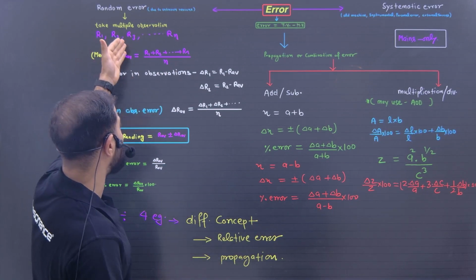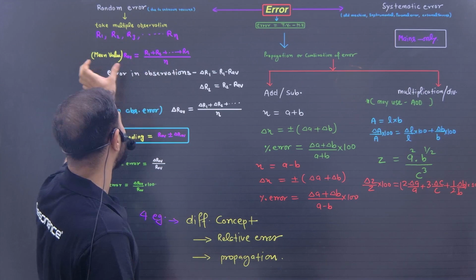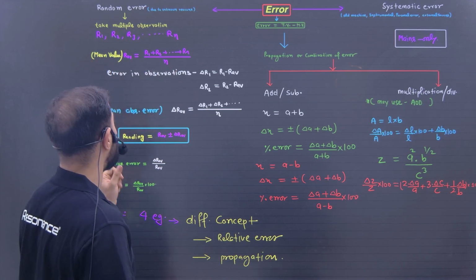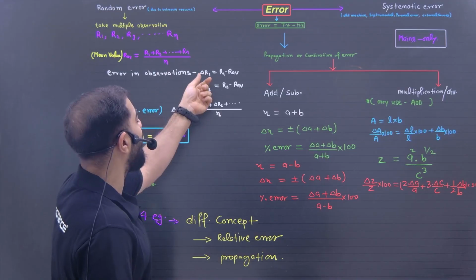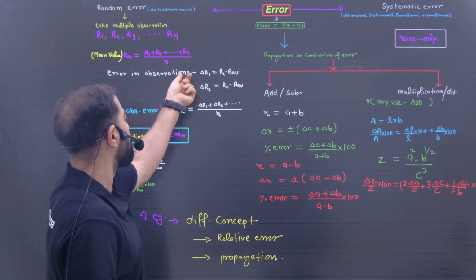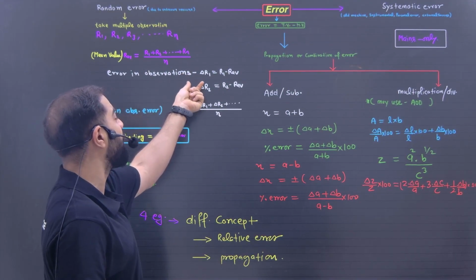So R1, R2, R3, ... Rn, sum of them divided by n is said to be my mean value or the average value, and error in observation is nothing but you take the first reading and subtract the average value. So that's how we'll get the absolute error in the first reading.